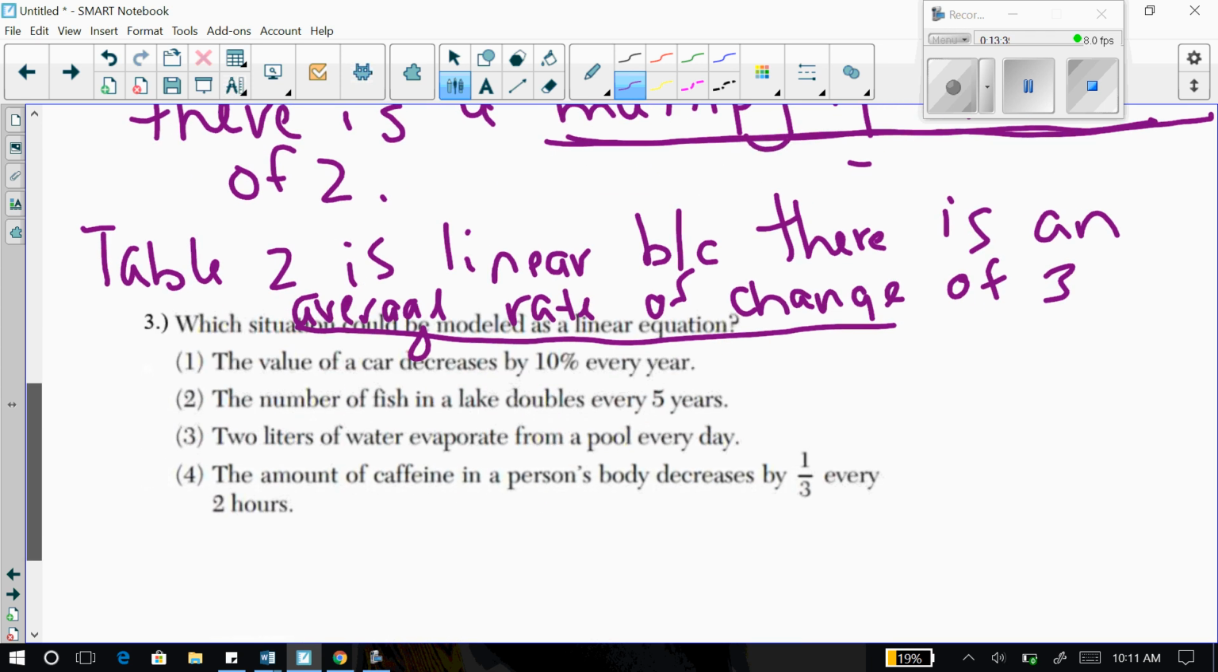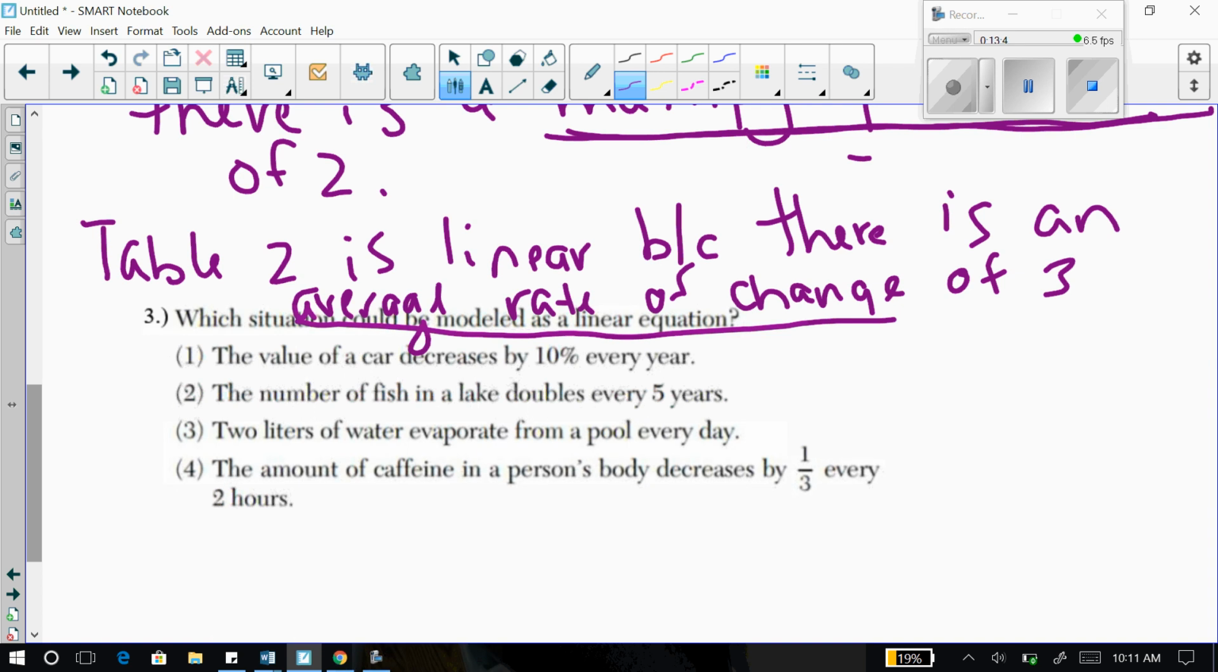And the last example here that I'm going to do with you, and then you guys are going to have a chance to do, I think there's 5 problems for you to do on your own. Which situation could be modeled as a linear equation? If you double something, you're multiplying. If you take a fraction of something, you're dividing. So let's look at our examples here. The value of a car decreases by 10% every year. If you see percentages, that's always a key that it's exponential. So this is not linear.